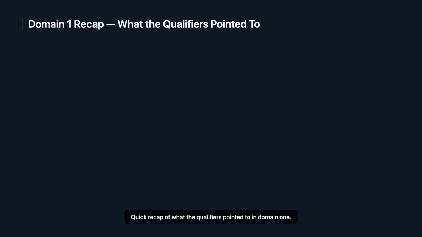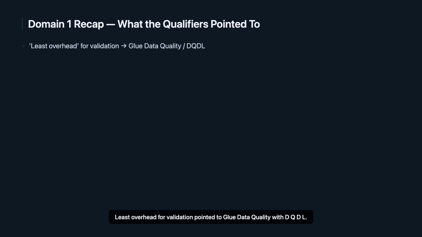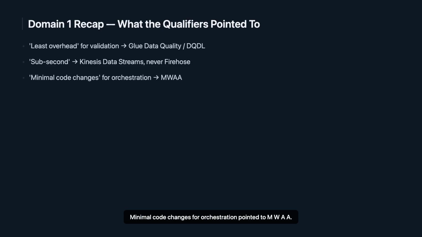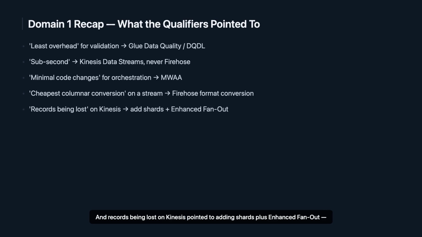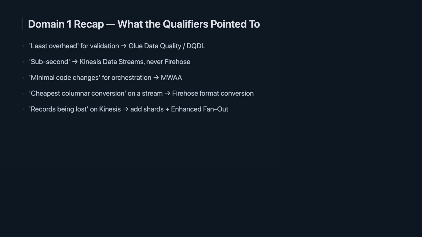Quick recap of what the qualifiers pointed to in Domain 1. Least overhead for validation pointed to Glue Data Quality with DQDL. Sub-second pointed to Kinesis Data Streams, never Firehose. Minimal code changes for orchestration pointed to MWAA. Cheapest columnar conversion on a stream pointed to Firehose format conversion. And records being lost on Kinesis pointed to adding shards plus enhanced fanout, never more producers. Notice that in every case, the qualifier did the work. The service shortlist was the same, the qualifier picked the winner.